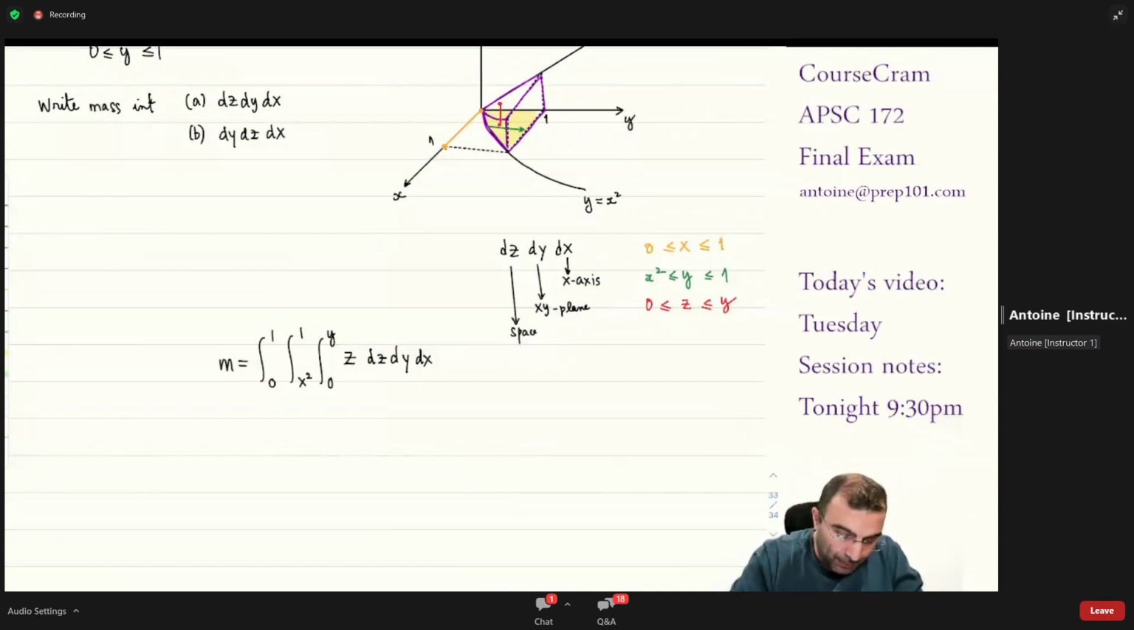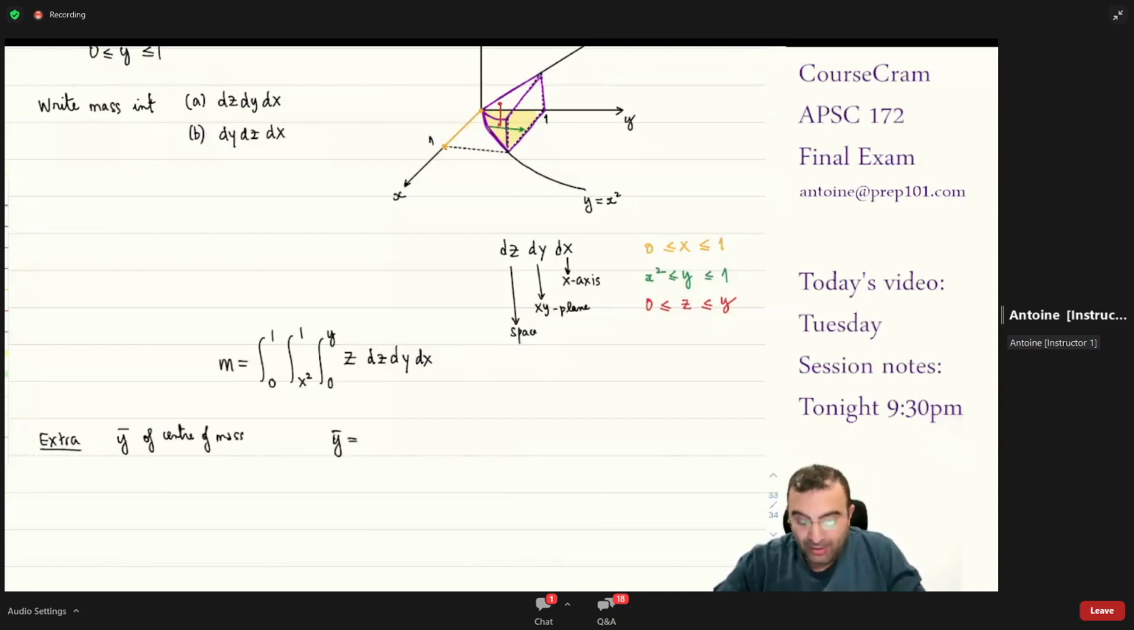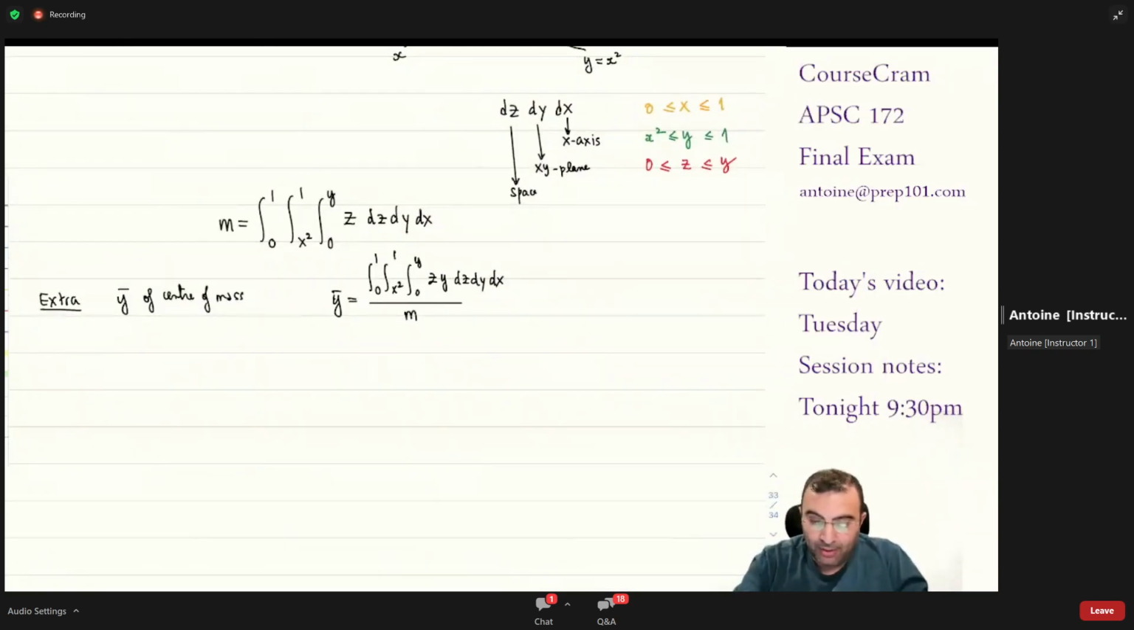Let's say, for example, let's say they add, so this is extra. Let's say they ask you for the formula for y bar, the center of mass. So what's the formula for y bar? Remember, it's very simple. You divide by m, and in the integral where you have m, you simply put an extra y in there. So this would be z, y, dz, dy, dx. Right? So, for example, if they wanted this. Now, the next part is a lot more interesting.